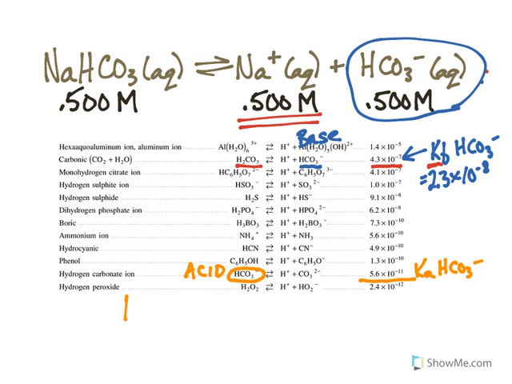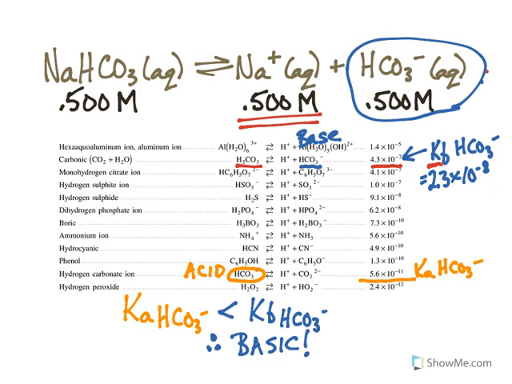So now we can compare the Ka value of that bicarbonate ion to the Kb value of the bicarbonate ion that we calculated above, and we realize that the Kb value is much greater and that the bicarbonate ion will act as a base. That's not a surprise to biologists when we talk about bicarbonate in digestion and bicarbonate buffers later in the course as well.